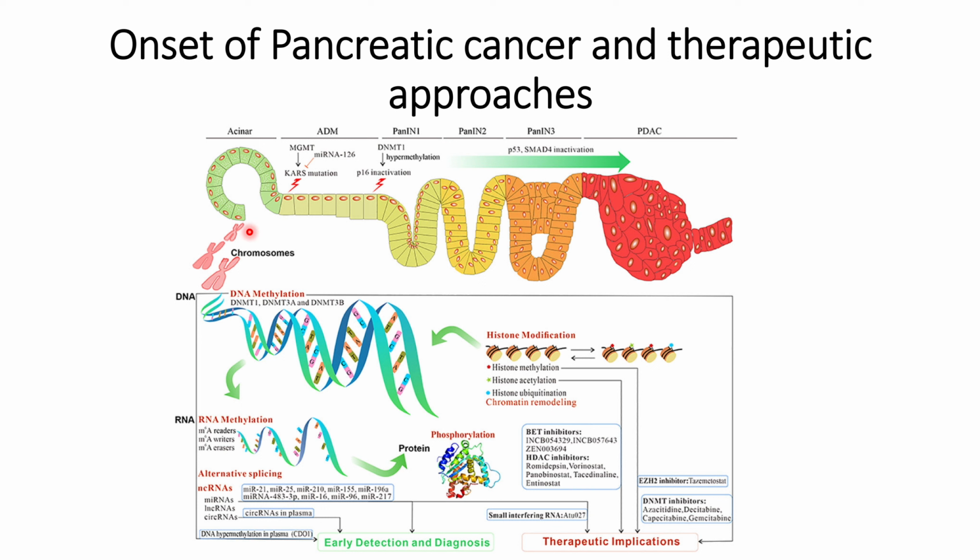So when the pancreas is in a healthy state, they are usually considered as the acinar cells, and when this acinar to ductal metaplasia occurs, the onset of pancreatic cancer begins. And one of the major mutations that has been identified in this early stage pancreatic cancer cells are these KRAS mutations, and these KRAS mutations can be inhibited by this microRNA 126 and MGMT. This has been identified.